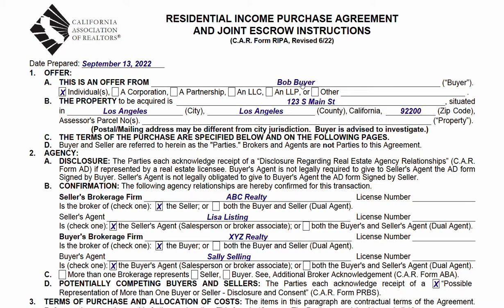But there's going to be an individual that signs. So Bob Buyer might sign for that investment company. You'll put the investment company as the buyer, but on that other form, the RCSD, you need to put Bob Buyer to show that he's the authorized signatory for that company.